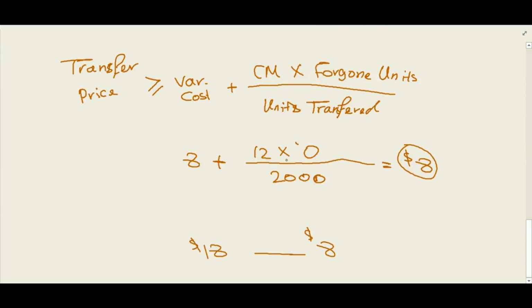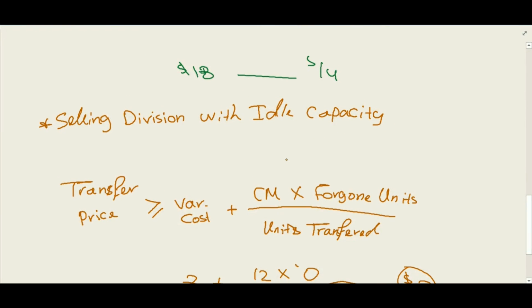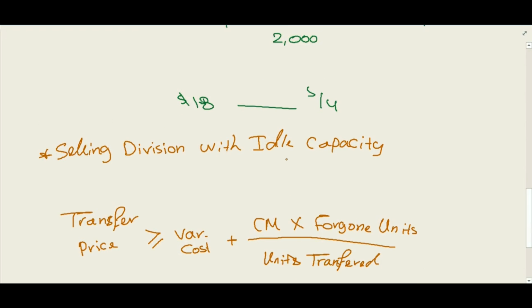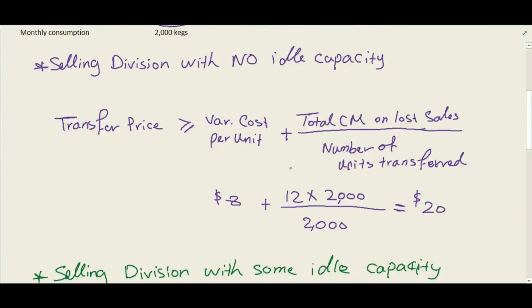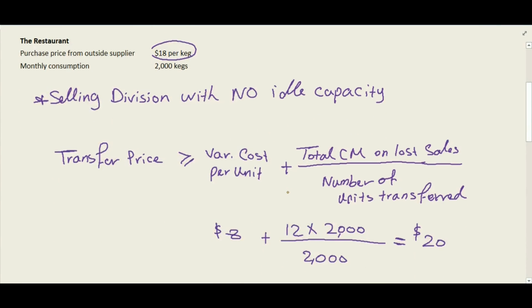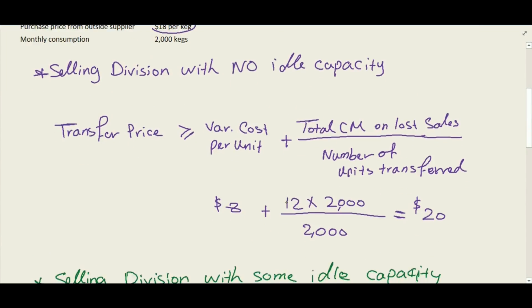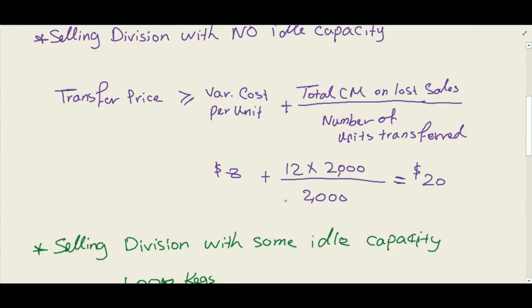Can you see the difference between the selling division having some idle capacity or no idle capacity? It's the same equation, but we apply it based on the selling division's situation.